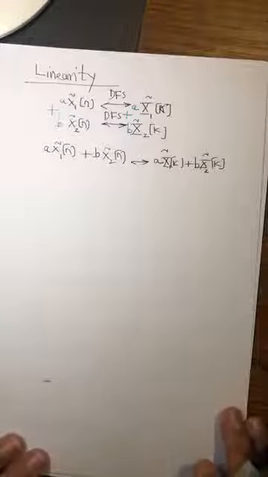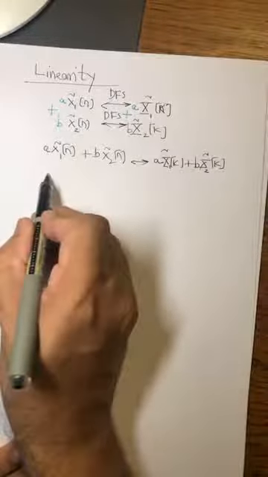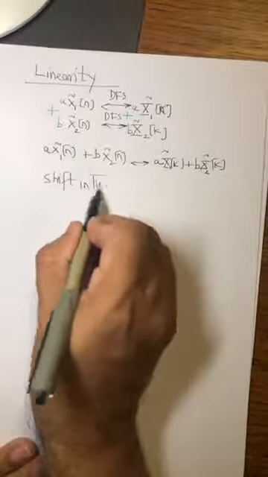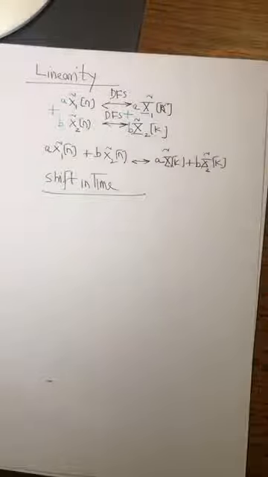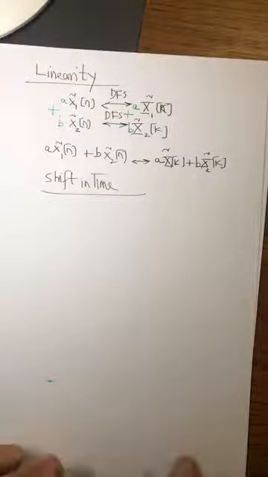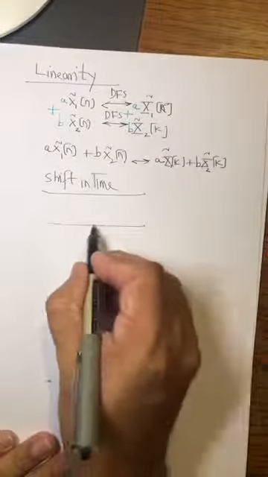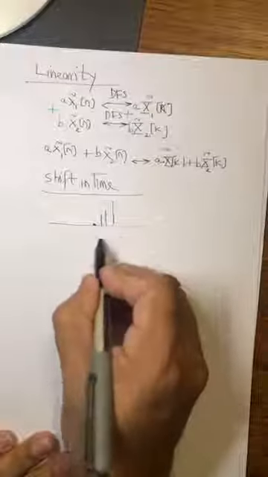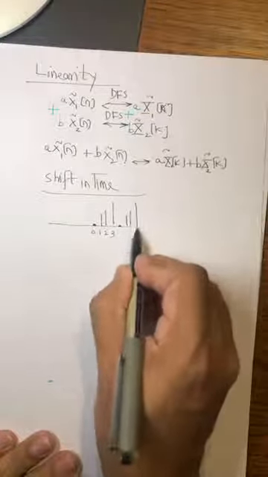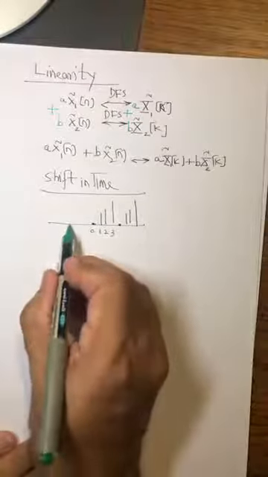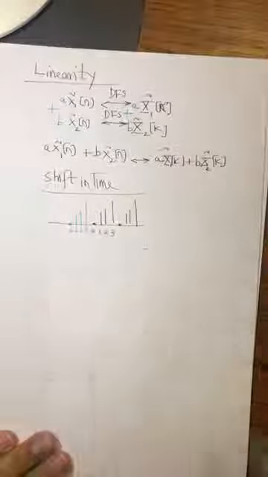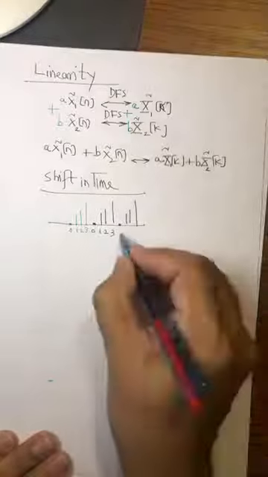So linearity is an important property of the discrete Fourier series. The second, an interesting property, is shift in time. If you shift a periodic signal in time, it remains periodic with the same capital N for sure. For example, here is a periodic signal. You have 0, 1, 2, 3. 0, 1, 2, 3. Then you again have 0, 1, 2, 3, and you have 0, 1, 2, 3. So 0, 1, 2, 3, and it is 0.